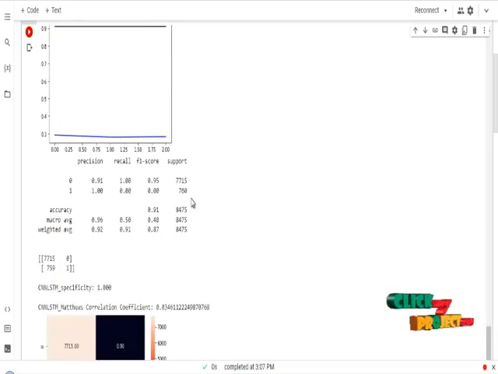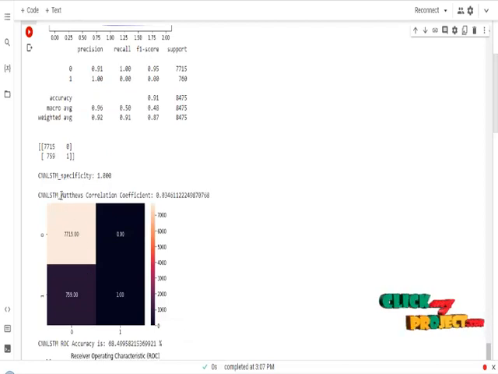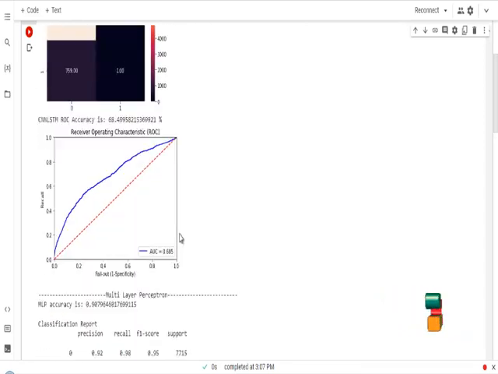This is the classification report for the CNN LSTM algorithm. It shows the precision, recall, and F1 score values for attack and normal data. Precision means the number of correct predictions, recall means the number of correct instances of prediction, and F1 score is a measure of test accuracy. This is the confusion matrix diagram, which explains the number of correct predictions and misclassifications by the hybrid CNN LSTM algorithm. The specificity of the CNN LSTM algorithm is 1.0, and the Matthews correlation coefficient score is 0.03. The ROC accuracy of CNN LSTM is 68%, and this is the ROC curve for the CNN LSTM algorithm.